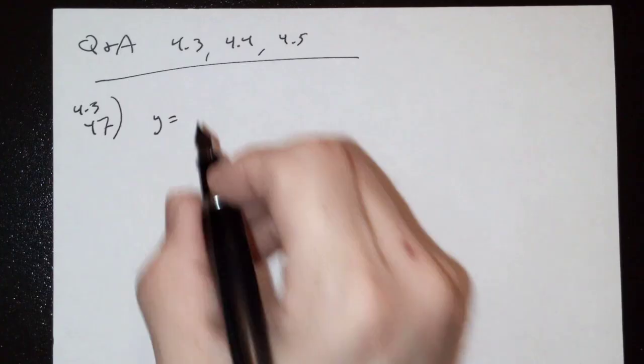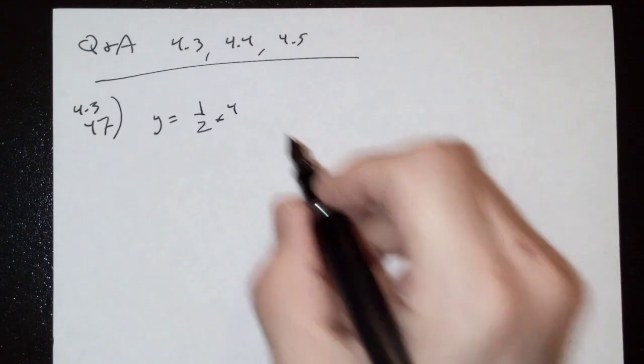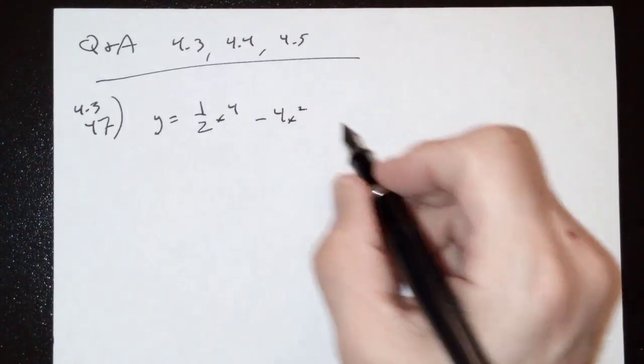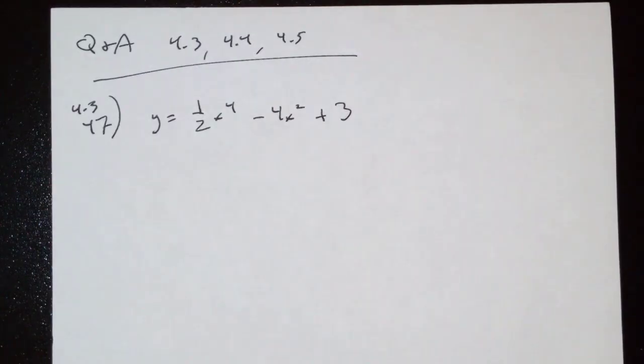One half x to the fourth minus 4x squared plus 3. So it asks me to find the intervals of increase and decrease, extremes, inflection points, and intervals of concavity. And then it says, put all that together and draw me a picture, right? So I've got to go through this whole spiel.